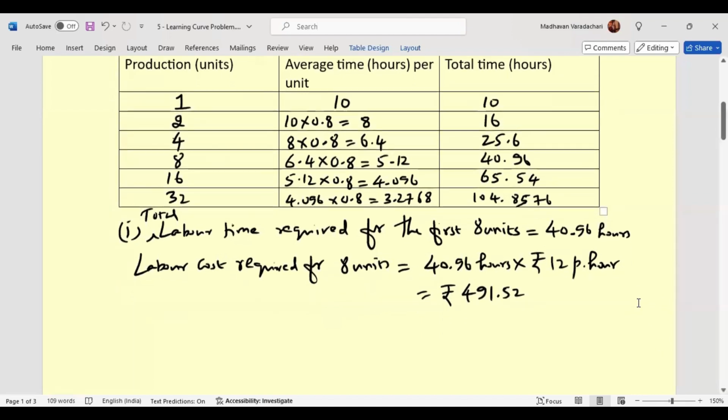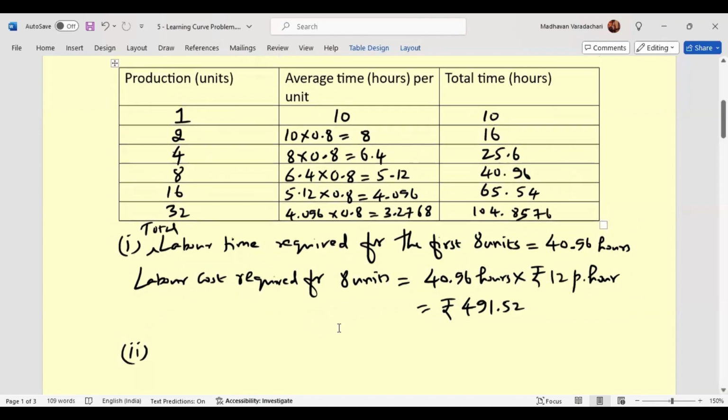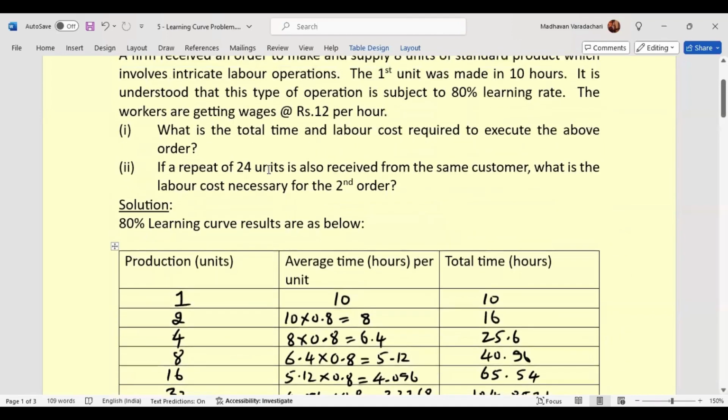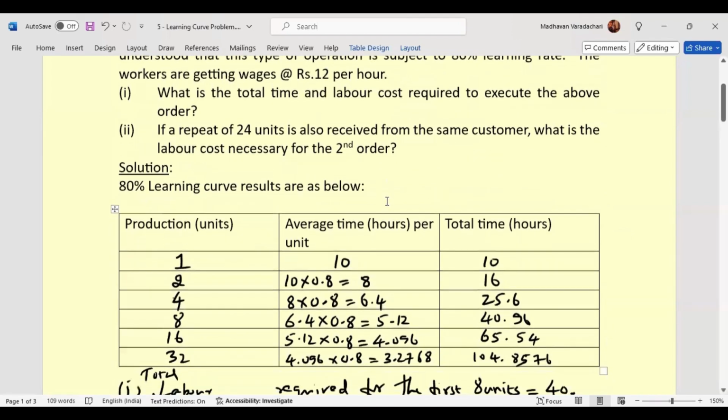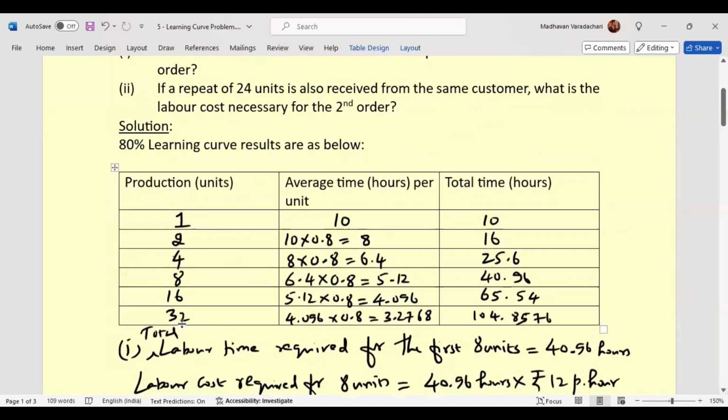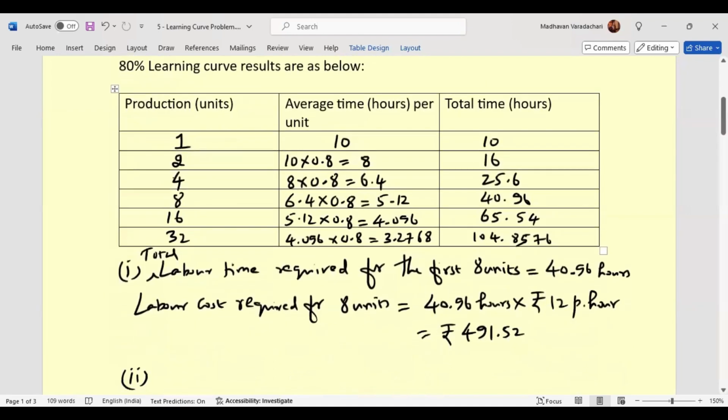Let us move on to the second part of the question. They are asking if a repeat of 24 units is also received from the same customer, what is the labor cost necessary for the second order? We already calculated 32 units, and 8 units, so 32 minus 8 gives you 24. So we will work out that.